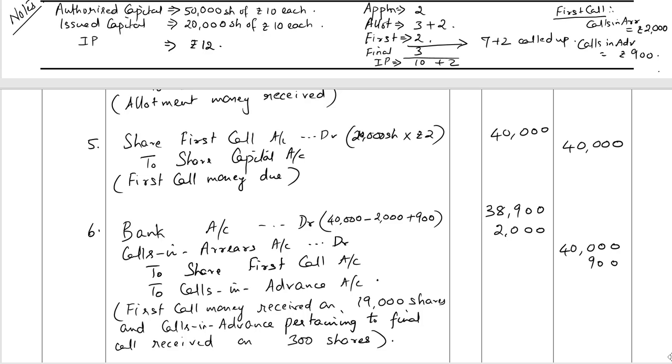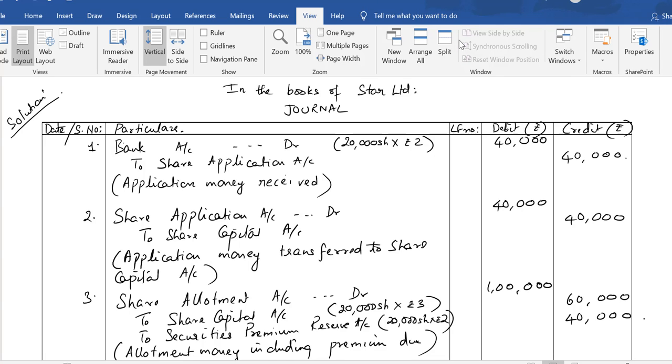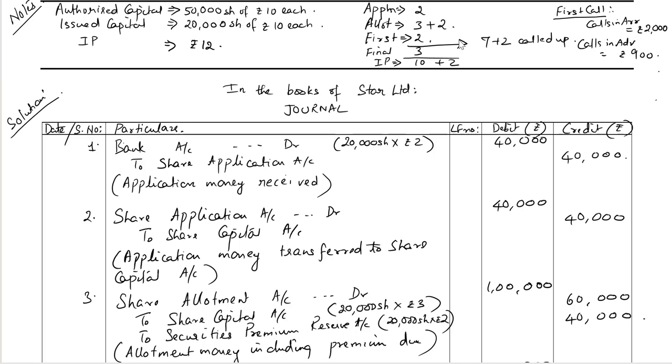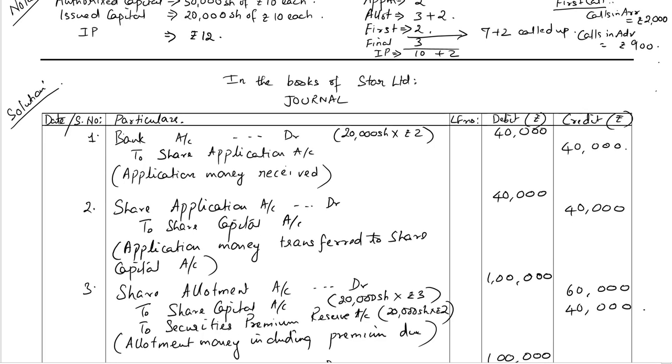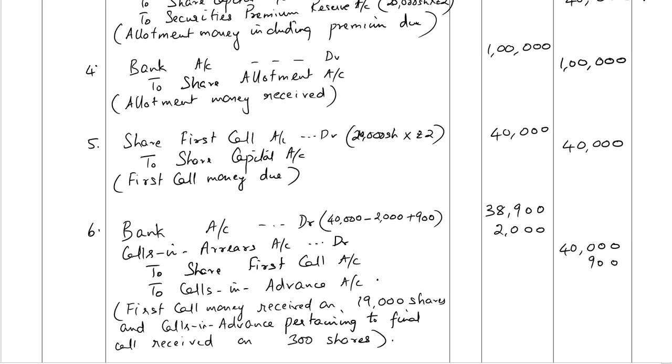I will remove the split. We can view all the entries together. So those are the notes at the top, followed by the journal entries. This is the first screen. And this is the second screen.